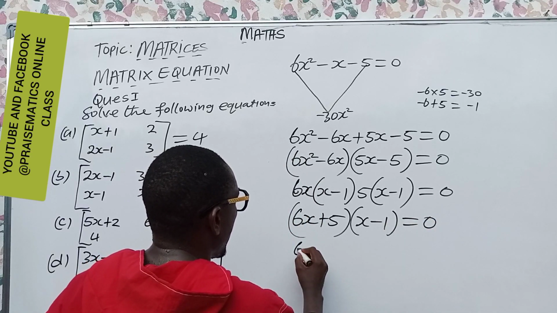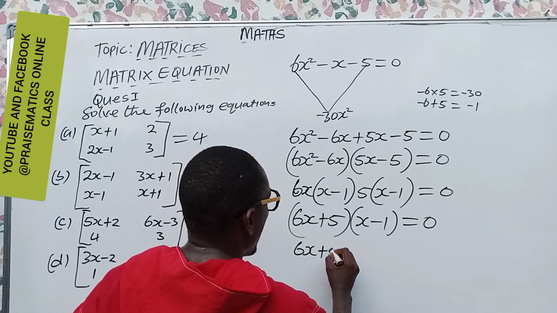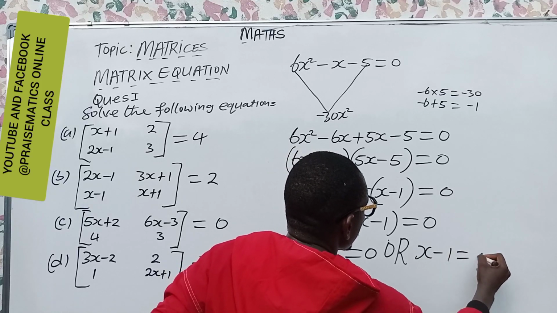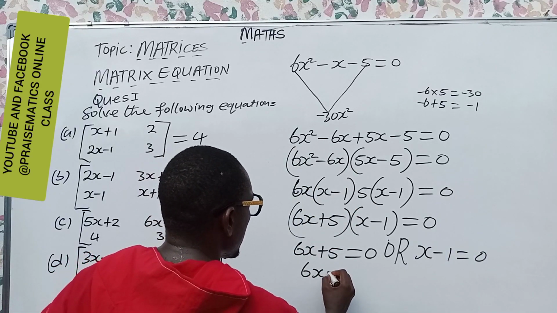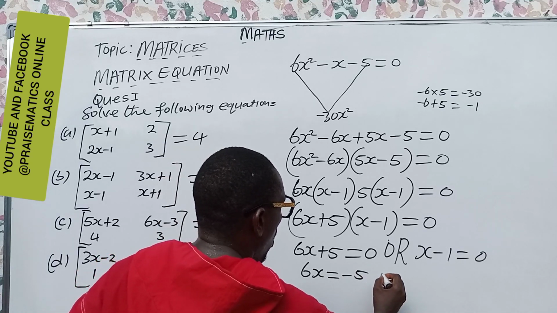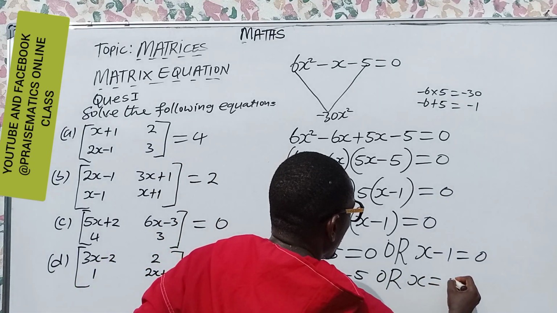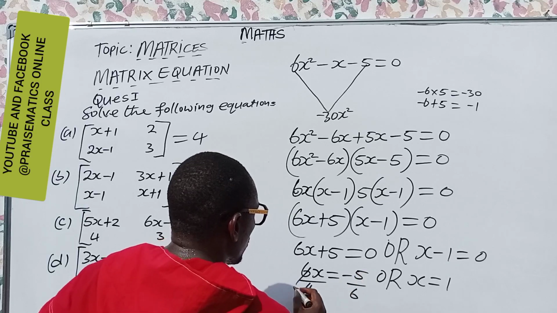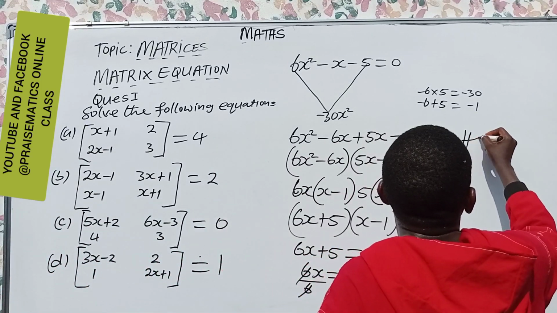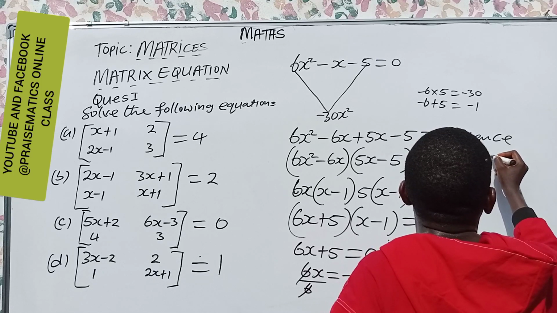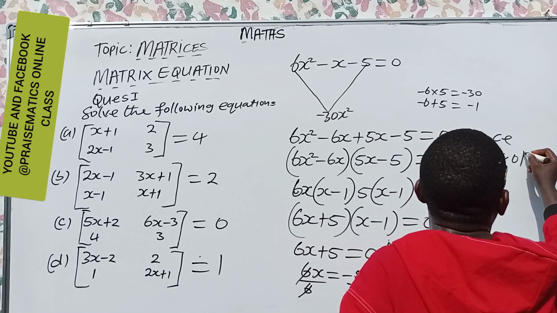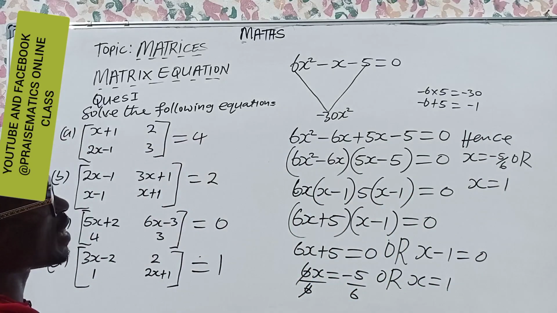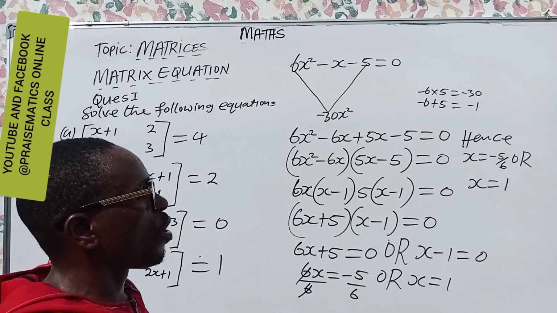Now 6x plus 5 is equal to 0, or x minus 1 is equal to 0. Finally, we have 6x is equal to minus 5, or x equals to 1. Divide both sides by 6. Hence, x is equal to minus 5 over 6, or x equals to 1. So x equals to 1 and x equals to minus 5 over 6 are the solutions of the equation on the board.